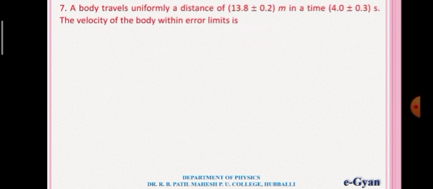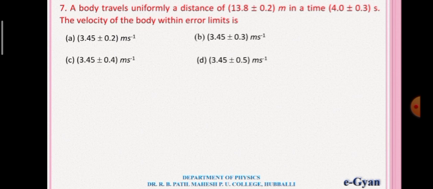Next, question number 7. A body travels uniformly a distance of 13.8 plus or minus 0.2 meter in a time 4.0 plus or minus 0.3 seconds. The velocity of the body within error limit is, the options are option A 3.45 plus or minus 0.2 meter per second, option B 3.45 plus or minus 0.3 meter per second, option C 3.45 plus or minus 0.4 meter per second, option D 3.45 plus or minus 0.5 meter per second.